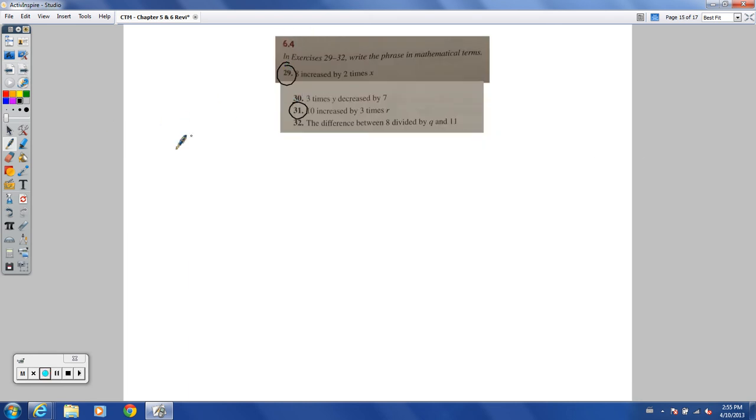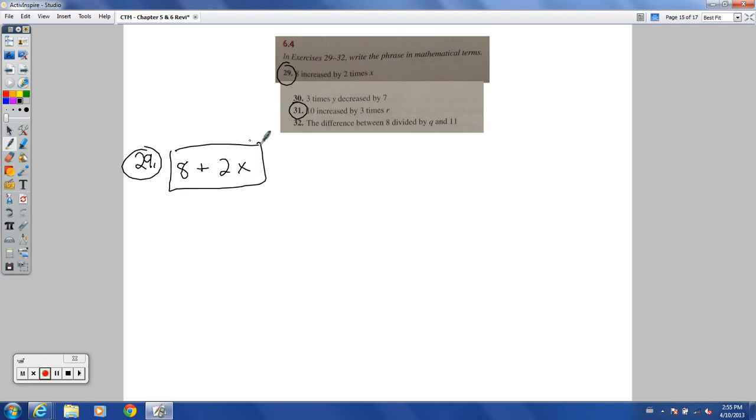We're at lesson 6.4. This is the last lesson we're looking at for this test. In 29, it says 8 increased by 2 times x. We're writing the phrase in mathematical terms. So increased by, that would be the same as adding. So we have 8 plus 2x. You could write it like that.